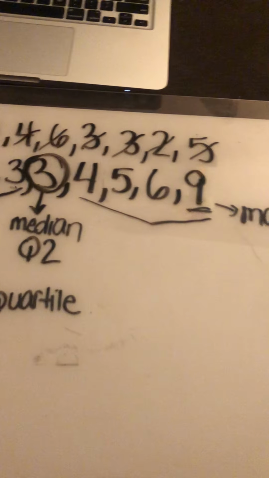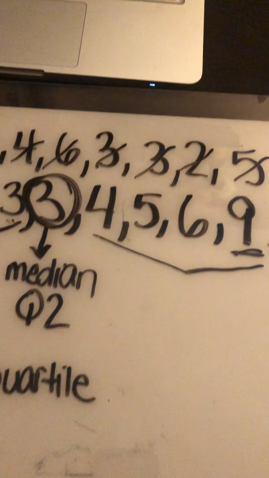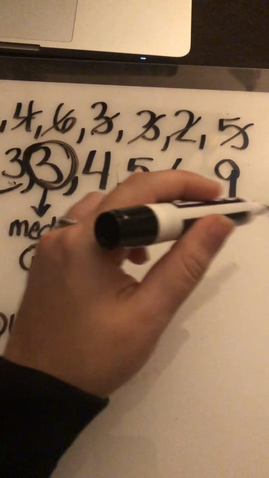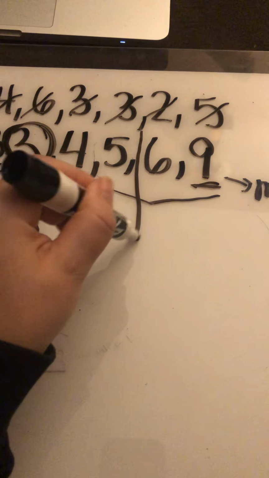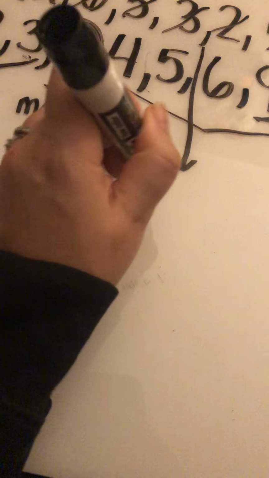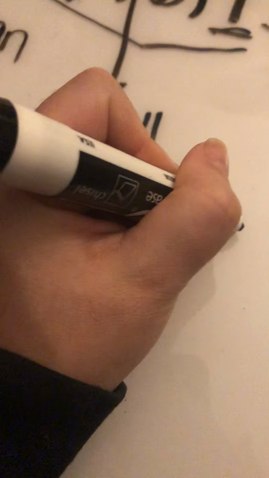Alright, and then I do the same thing over here. So I go to my top half of numbers. The middle would be right between 5 and 6. So I'm going to do 5 plus 6 equals 11. And then 11 divided by 2 gives me 5.5. So my upper quartile is 5.5, or sometimes we call that quartile 3. Okay?